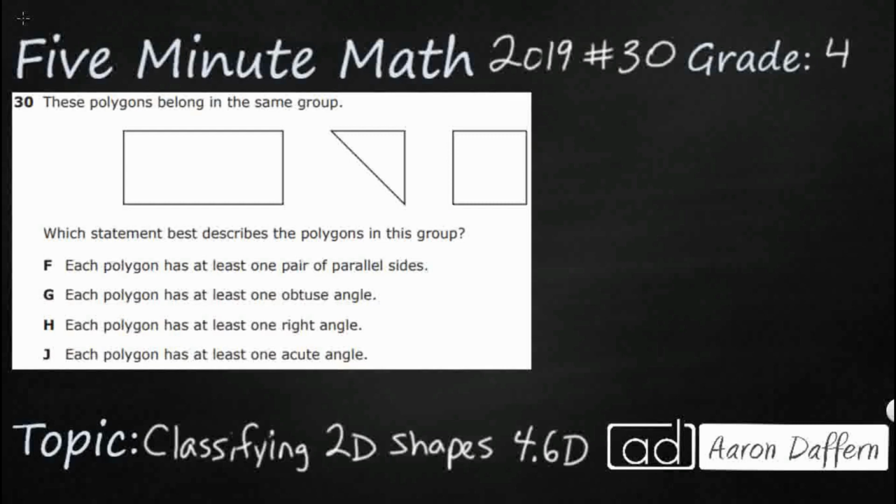So we have these 3 polygons. They belong in the same group, and we just need to find a statement that best describes the polygon. So first, let's make sure we define that term because they use it twice. Polygons are closed shapes that have straight sides. So no open shapes like horseshoes and no circles.